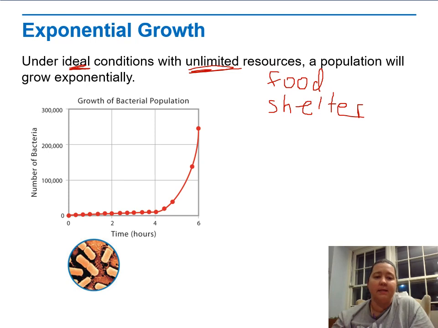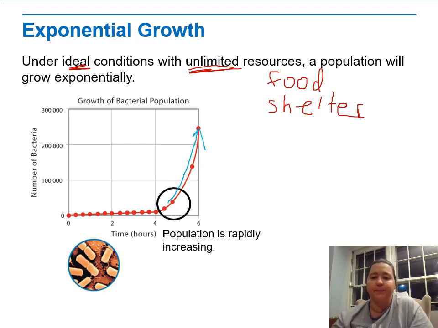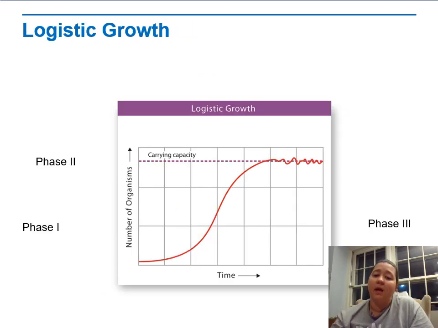Okay, and what happens is this ends up creating this J-shaped curve. So you can see right around, this is time in hours because we're talking about bacterial population, in that 4 to 5 hour range, you can actually see how the curve is just starting to skyrocket. That's exponential growth. The other side of that is called logistic growth.